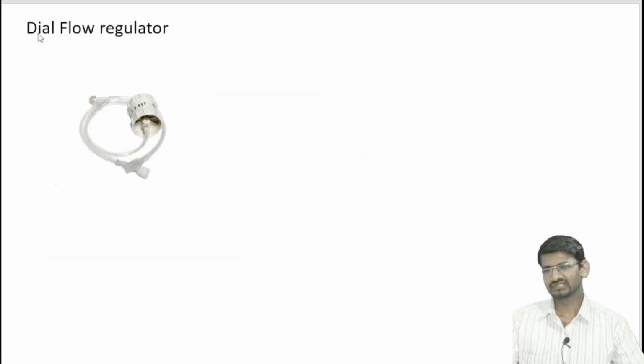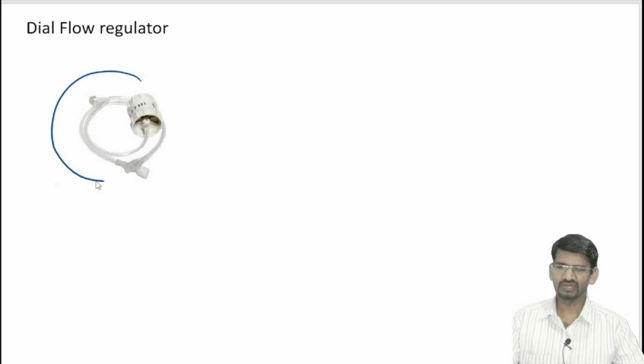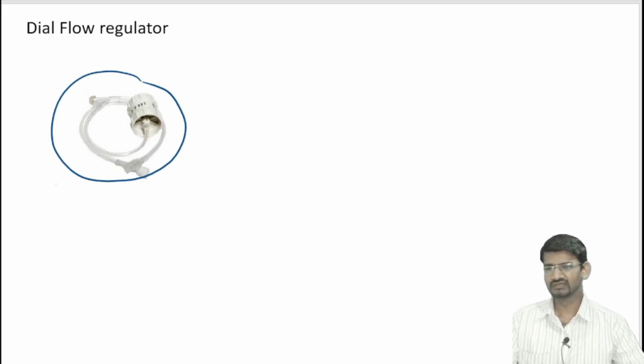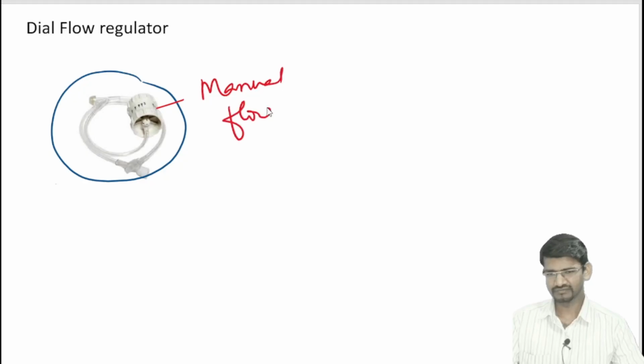And there is a dial flow regulator. This is commonly used to regulate the flow rate by manual adjustment. There is a dial where numbers are marked, so we can rotate this. It is usually connected to the IV tubing or the drip set, and we can adjust the flow rate by rotating this flow regulator. So this is a manual flow regulator.